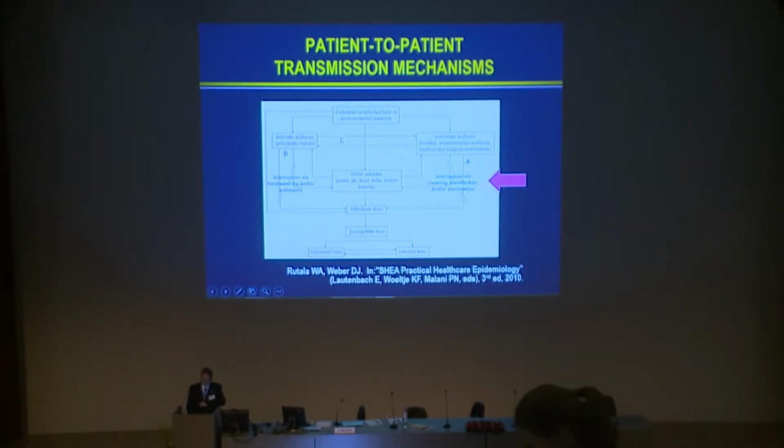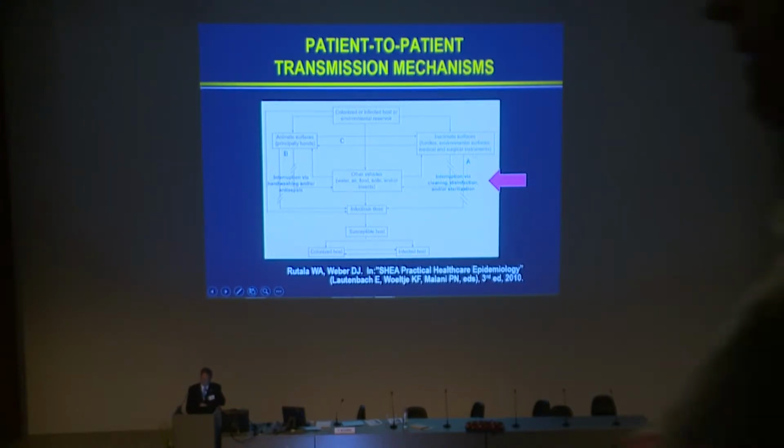Well, this is a scheme that describes how to prevent infections. We have a colonized or infected patient. We get transmission from hands or inanimate surfaces, including medical and surgical instruments, an infectious dose, and a susceptible host, and we have transmission. We interrupt transmission by hands by hand hygiene, and we interrupt transmission by contaminated medical and surgical instruments by cleaning, disinfection, and/or sterilization.